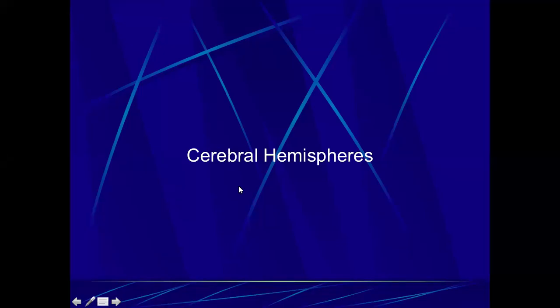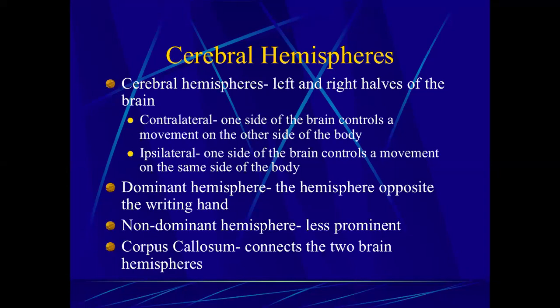All right, so let's talk about the cerebral hemispheres a little bit more. When we talk about hemispheres, instead of looking at the lobes, frontal, parietal, occipital, and temporal, now we're looking at the different sides of the brain, right? So the cerebral hemispheres, we have a left side of the brain and a right side of the brain.